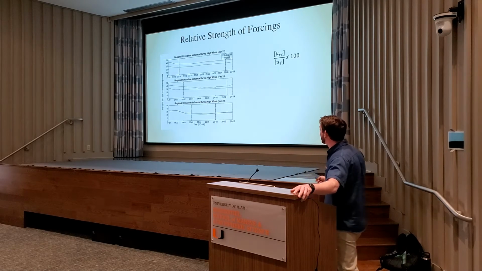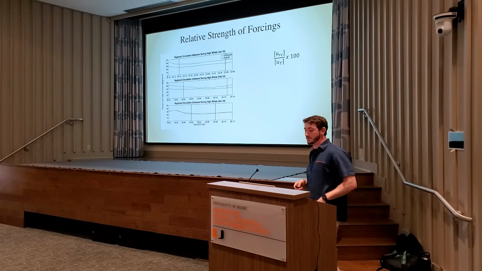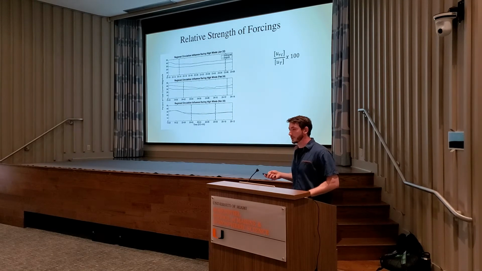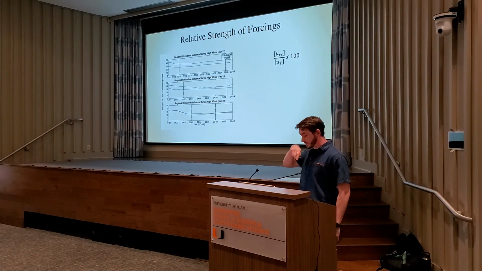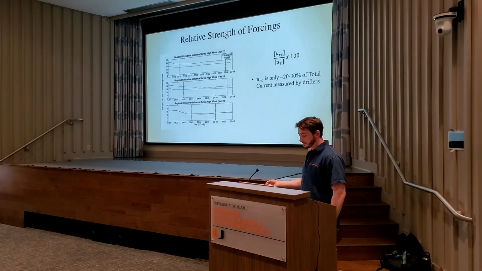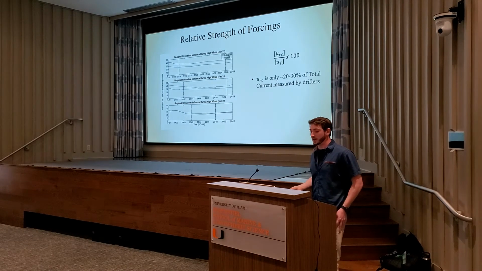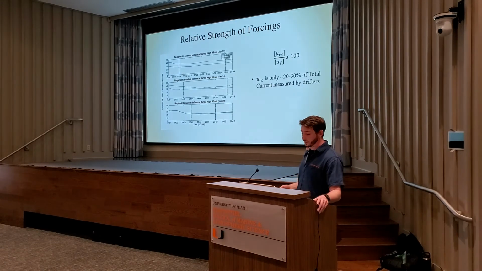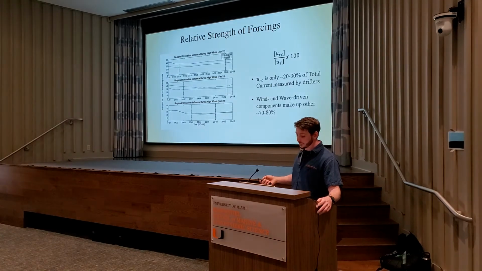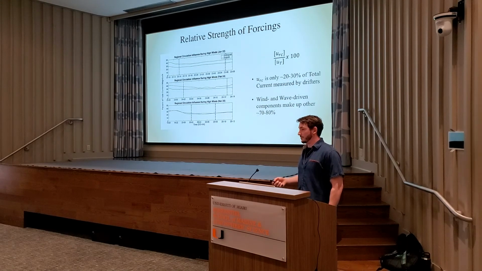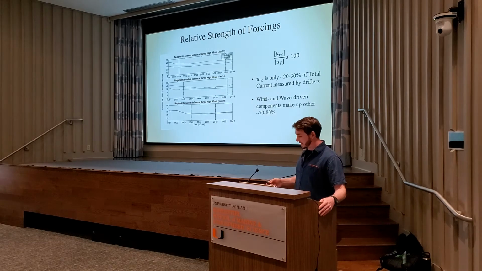So here, I'm looking at the relative strength of the different forcings, mainly the regional circulation over the total velocity of the drifters during the high wind event. And we can see that the regional circulation is only 20 to 30% of the total current measured by the drifters during our high wind analysis window, leaving the wind and waves to make up the other 70-80%. So you can see this is really dominated by the wind and waves during these high wind periods.